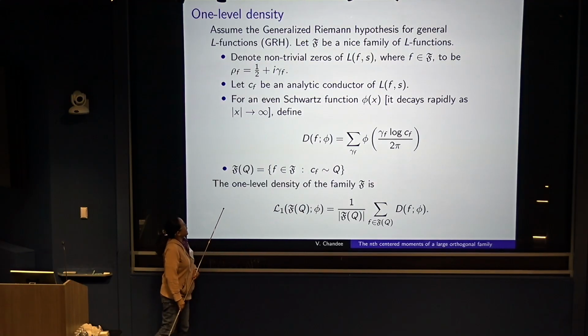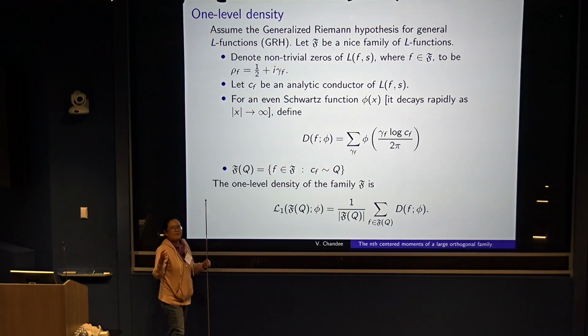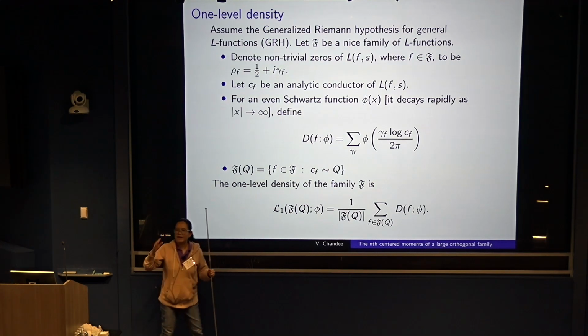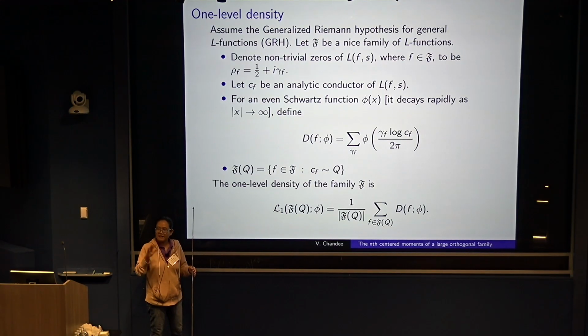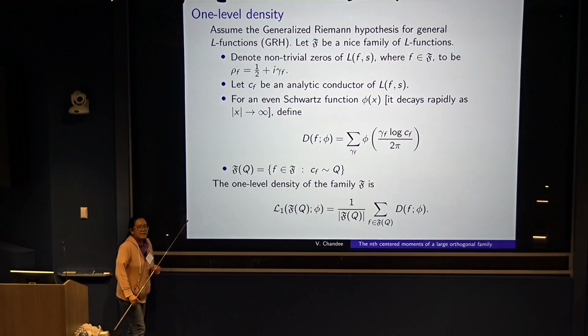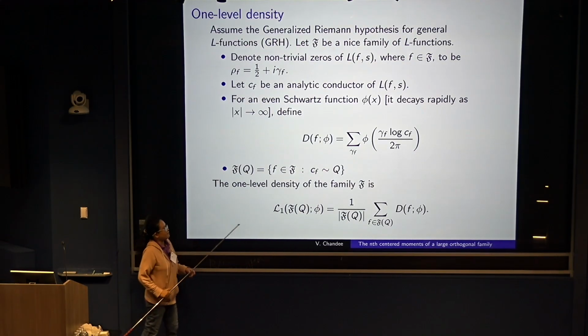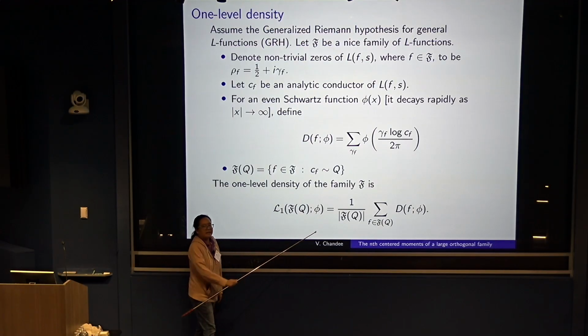All right, and I will look at a family. A nice family depends on what we look at, but we want all L-functions in that family to behave similarly, and the conductor will be around the same size, which is Q. So the one-level density of this family will be the average of this density function. You sum over all f there and divide by the size of the family.